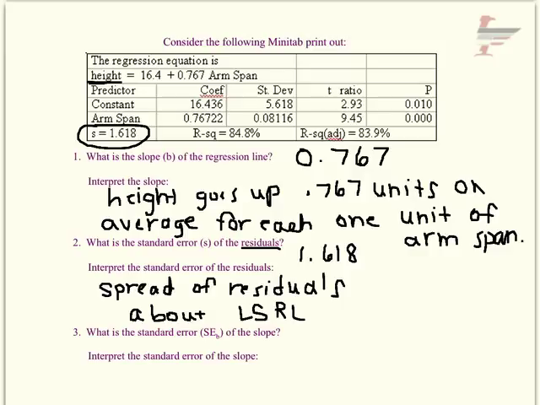Then number 3 says, what's the standard error of the slope? Okay, so standard error of the slope instead of the residuals. So I go to my slope, which is arm span, and the standard deviation of that is 0.08116. And to interpret that, the standard error of the slope is the spread of my slope values.